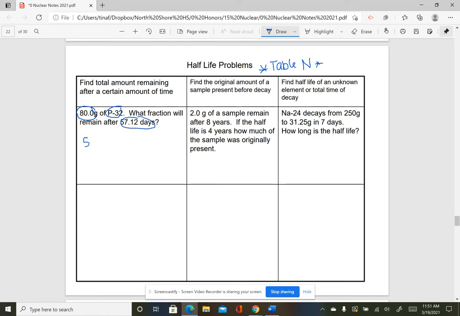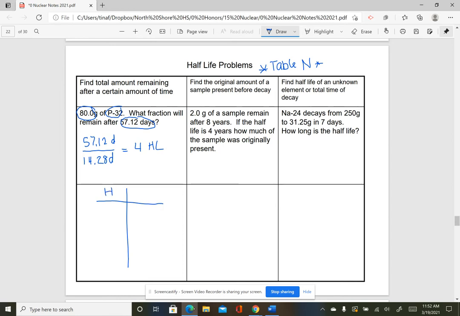So now 57.12 days went by. Can you guys go to table N, and I want you to look up what the half-life of P32 is. Okay, and when you get there, you should see that one half-life is 14.28 days. So again, guys, just like I did before, if I divide, I'm going to be able to calculate how many half-lives went by. All right, so now here is where you have to set up your chart.